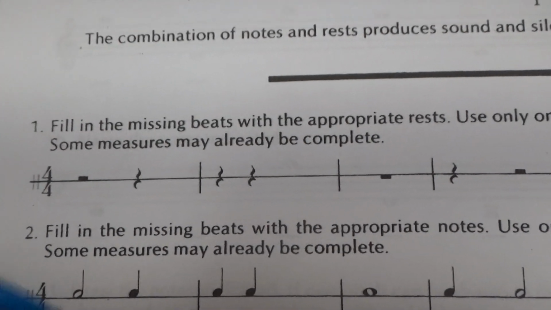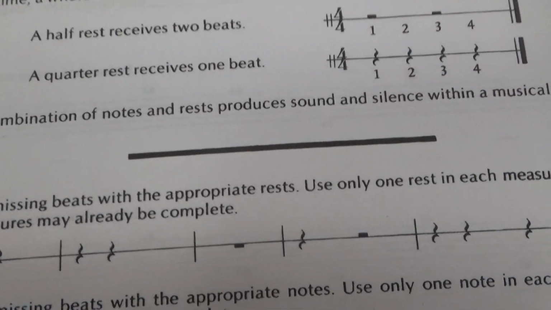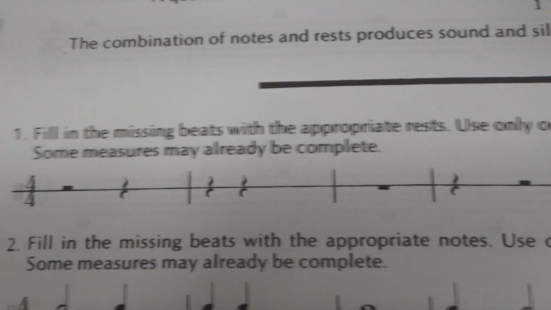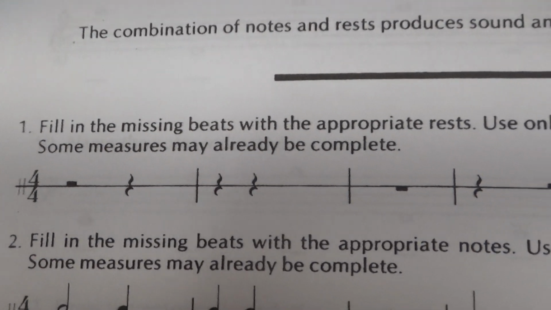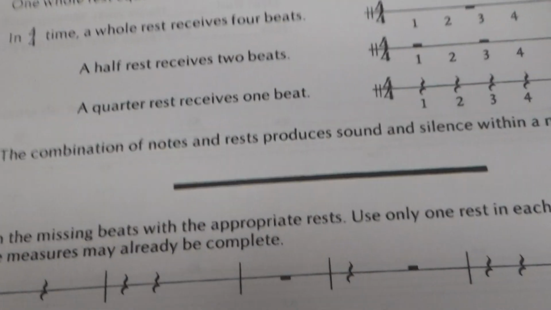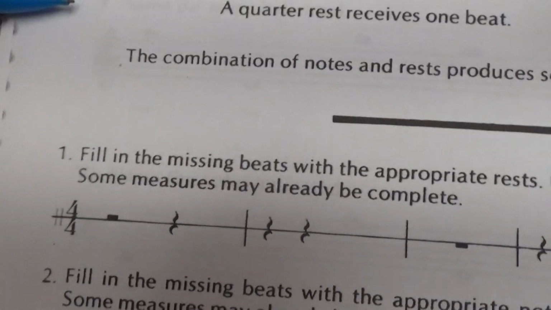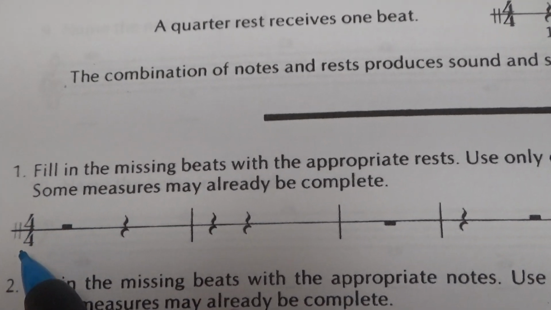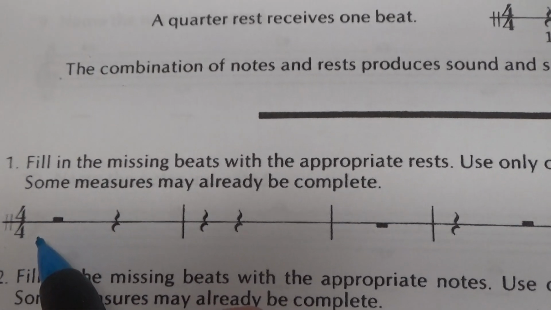So here's an exercise. Number 1, fill in the missing beats with the appropriate rests. Use only 1 rest in each measure. Some measures may already be complete. So we're in 4/4 time. The top number tells us that there are 4 beats per measure. The bottom number tells us that a quarter note is the beat.